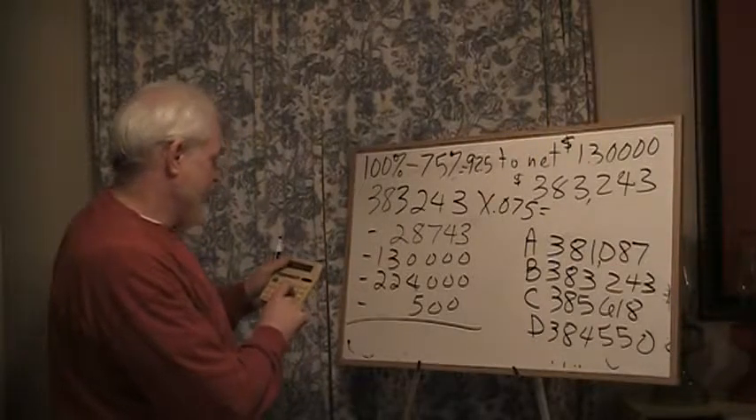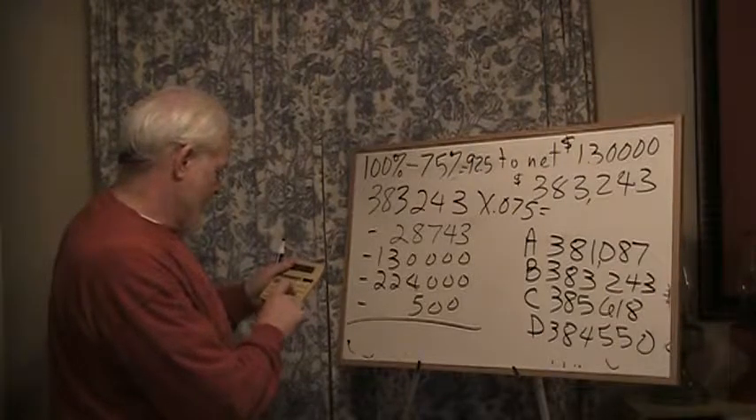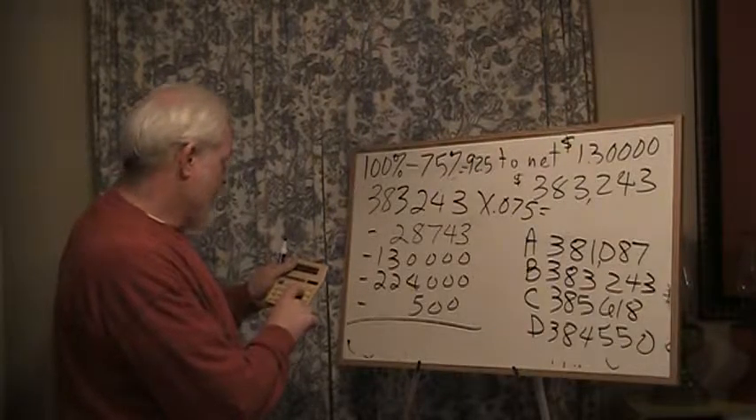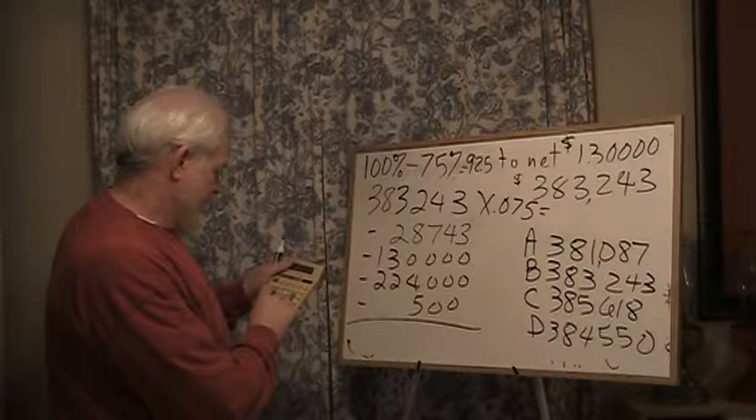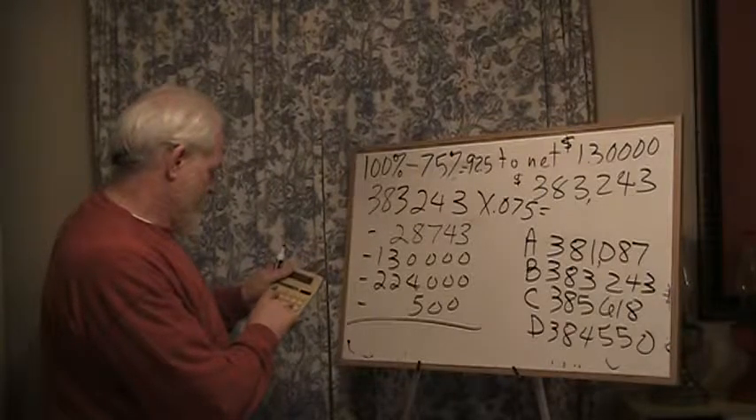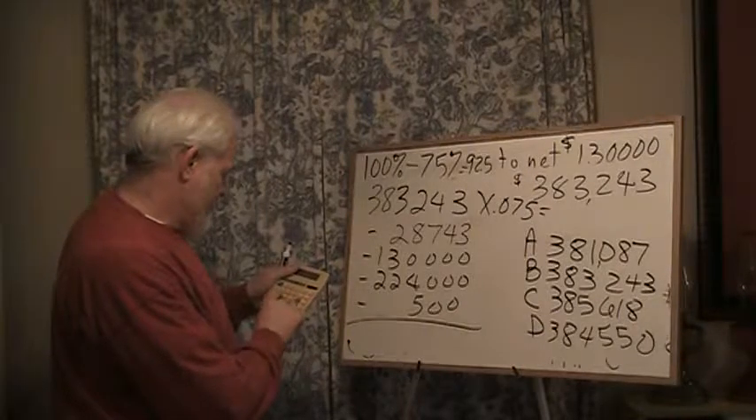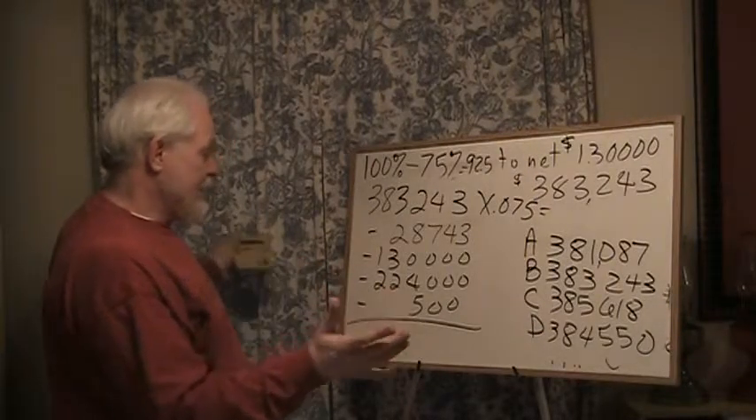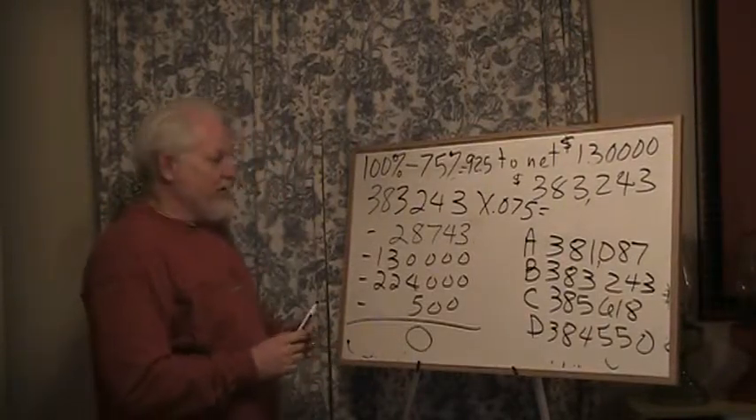383,243 minus 28,743 minus 130,000 minus 224,000 minus 500 equals 0. Voila! That must be the right answer.